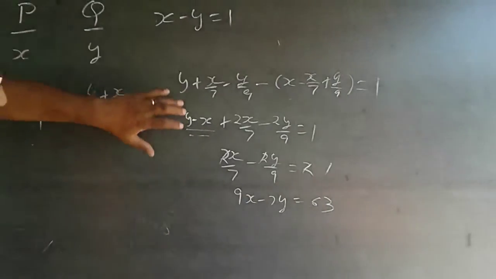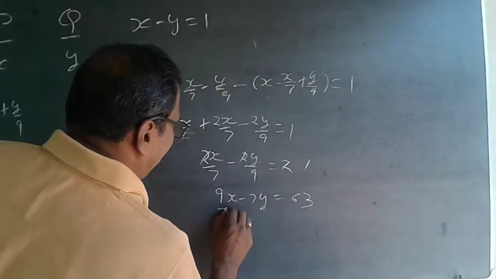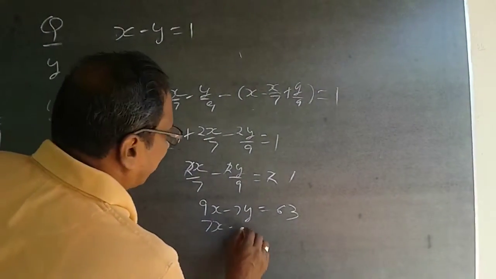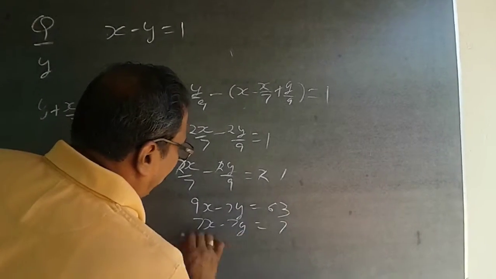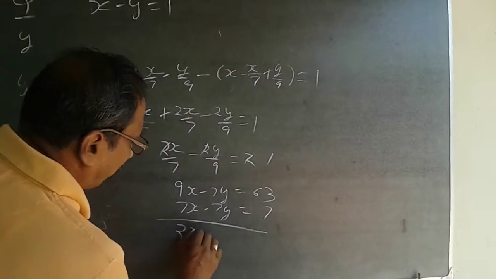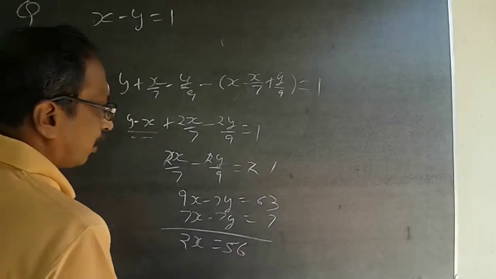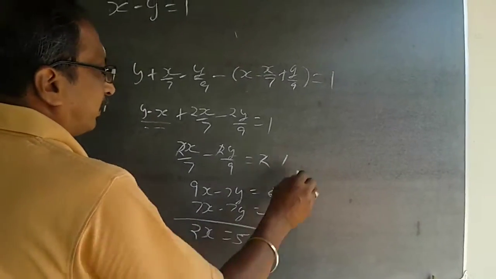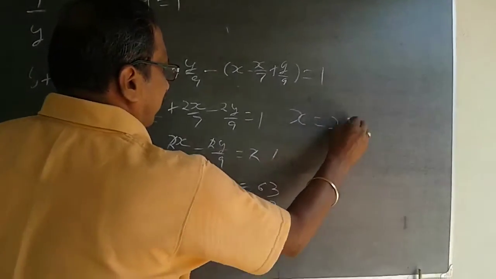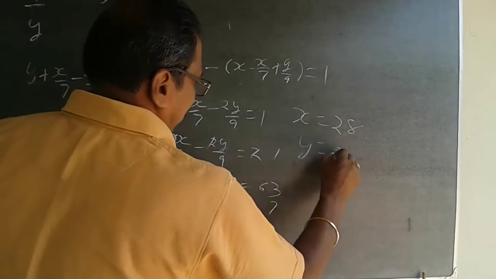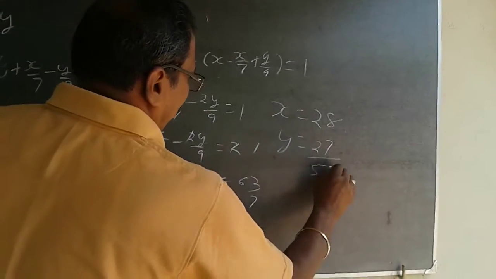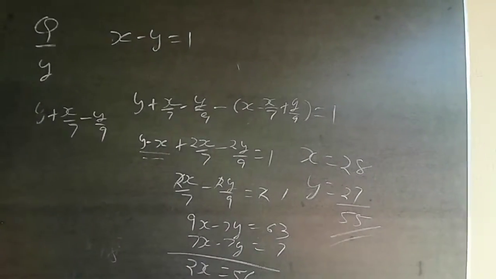Now from this, form another equation, cancel one of the variables. I will do it as 7X minus 7Y will be equal to 7. Now subtracting this, 2X will be equal to 56. Once you get 2X as 56, X will be equal to 28, Y will be equal to 27. The total number of votes, the total number of voters, are 55.